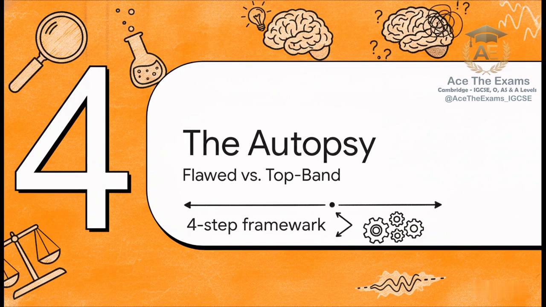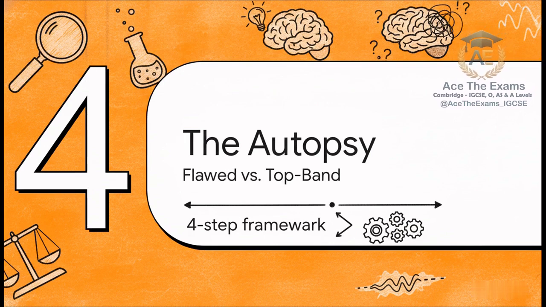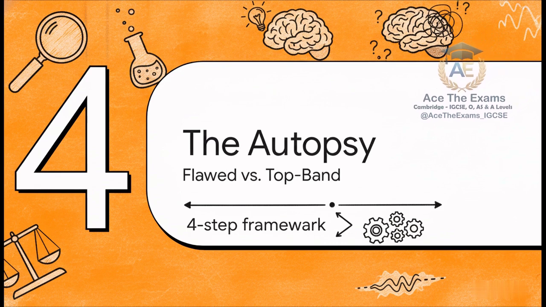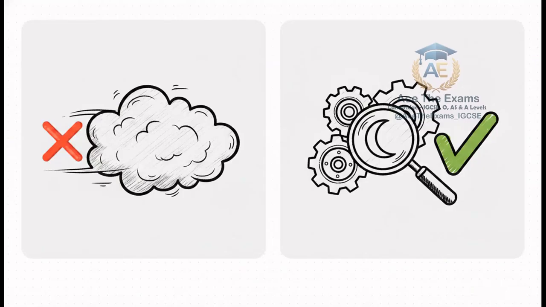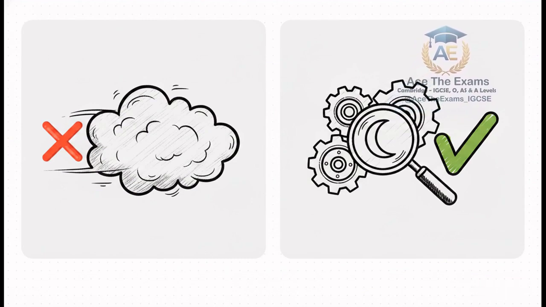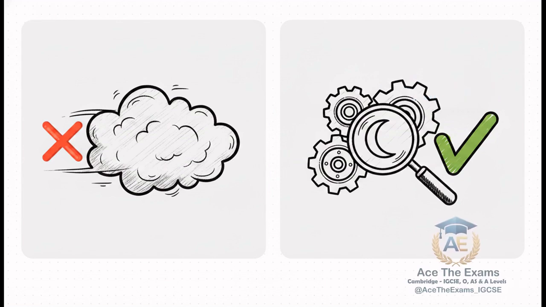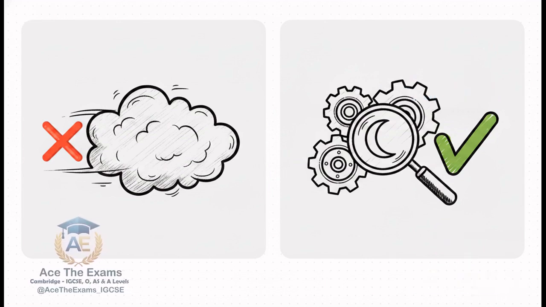Section 4. The autopsy, flawed versus top-band answers. Let's dissect a real scenario using our 4-step framework to see exactly how a top student effortlessly secures the grade and how a rushed student completely fumbles it. This comparison brilliantly illustrates the difference. Listen to this typically flawed answer: "The moon changes shape over a month." Yikes! It's vague, it's colloquial, it lacks any real evidence.